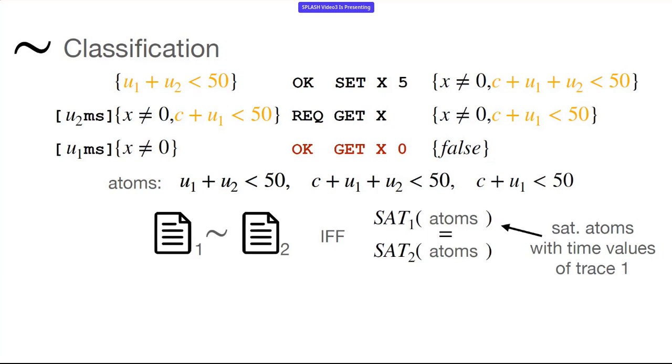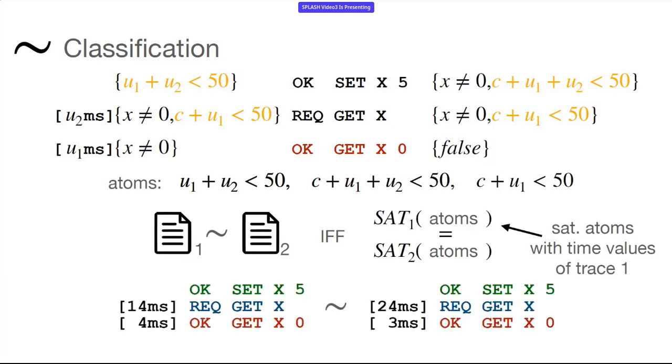And we do the same thing for trace 2. If those sets are equal, our automaton cannot distinguish which trace it is seeing, because the same transitions will be satisfied when walking through the automaton. And indeed, when we look at the traces that we want to have equal, we get that they have the same set of satisfied atoms. Okay, so that is the classification algorithm.